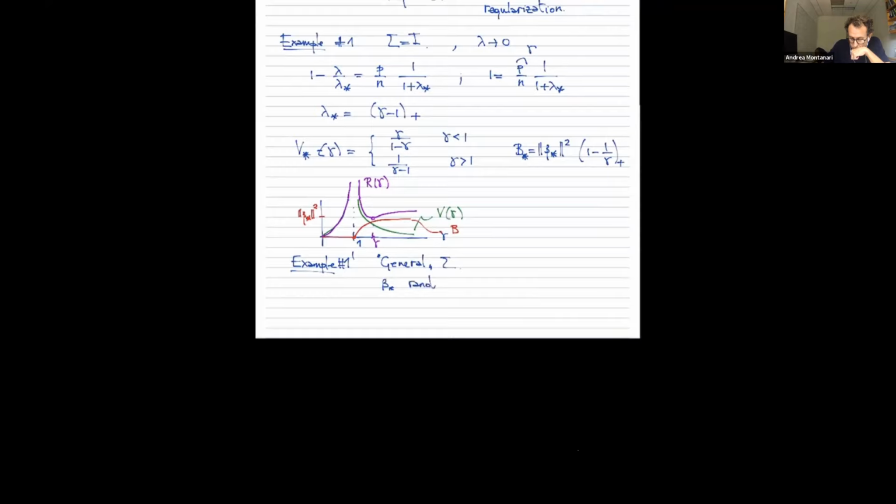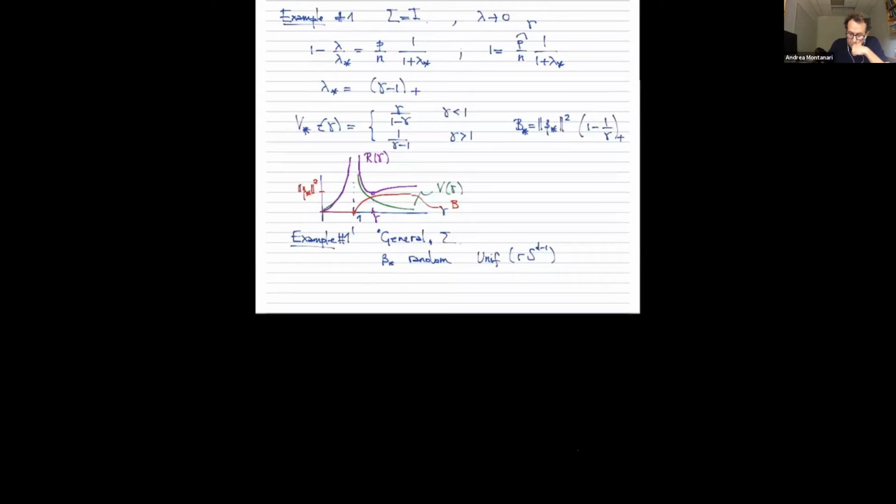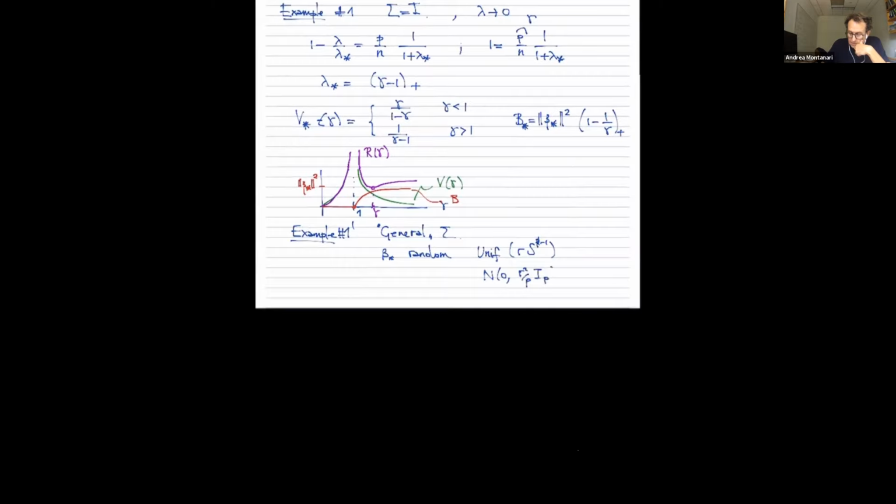By random, I mean, for instance, uniform on the sphere of some radius r, or Gaussian is the same, normal zero, r squared over p, I_p. Okay, so if you take this choice, so basically beta is uncorrelated with sigma, you can write a similar formula and trace these curves, and you obtain the same qualitative behavior. You don't obtain a global minimum at large overparameterization.